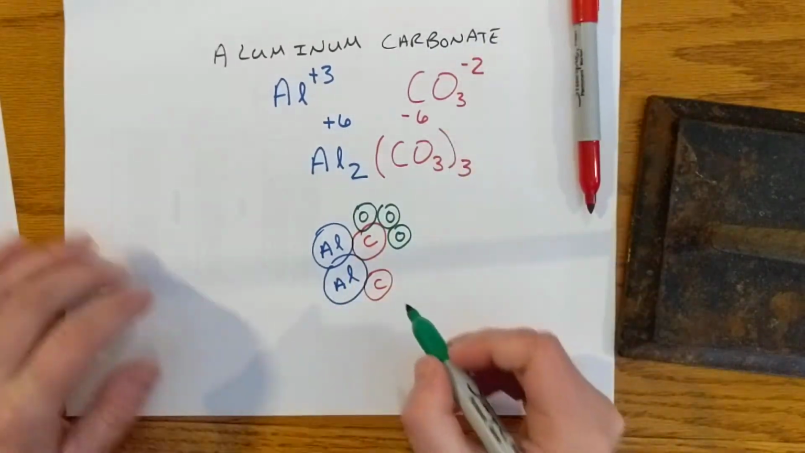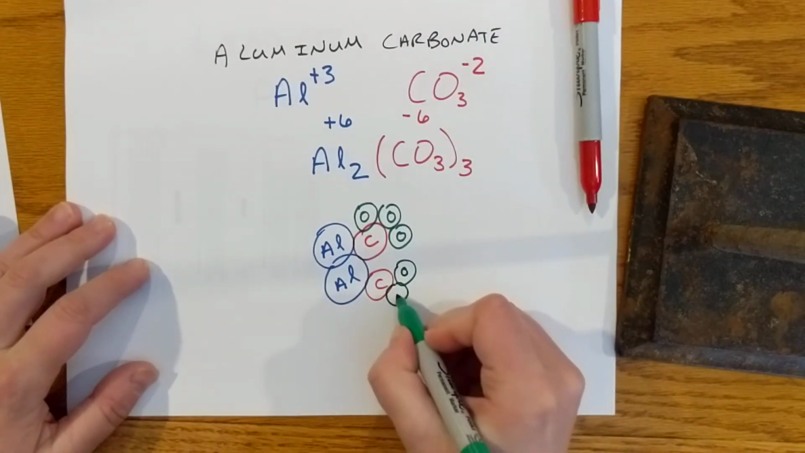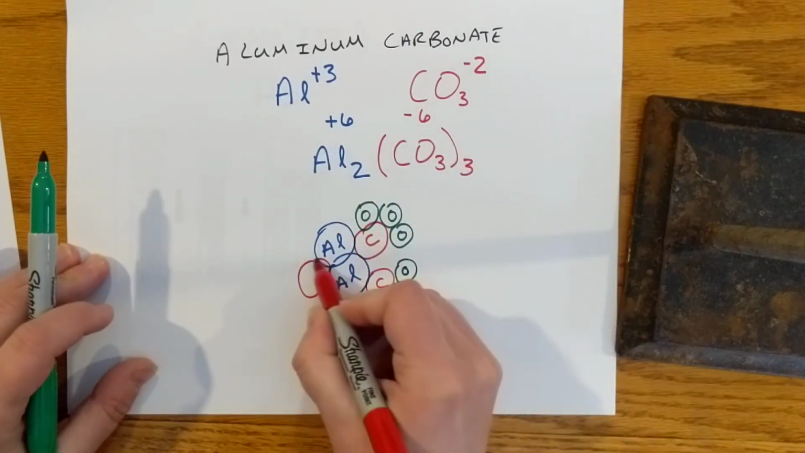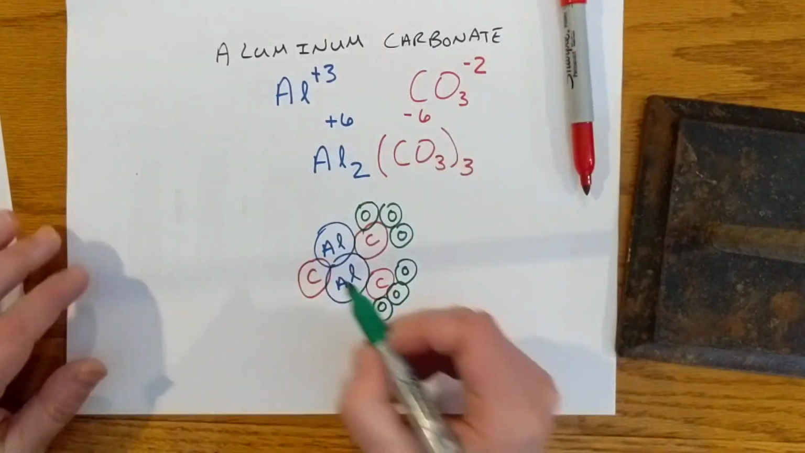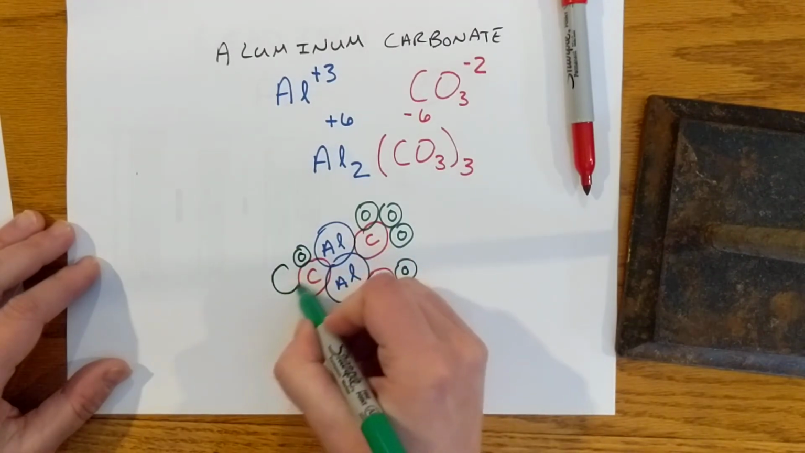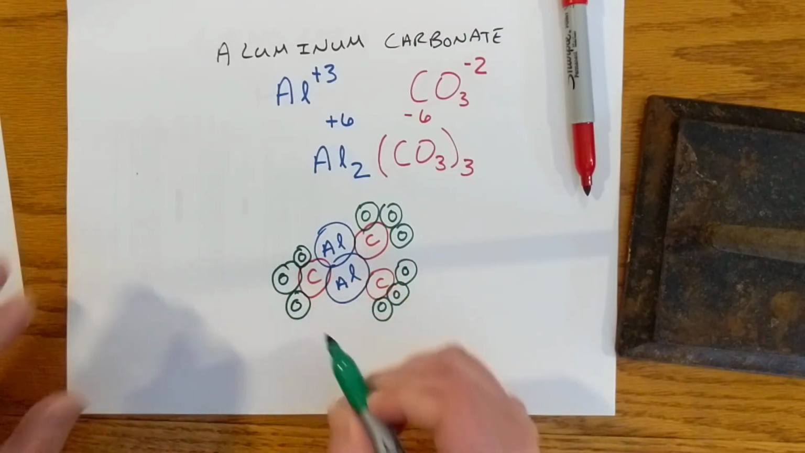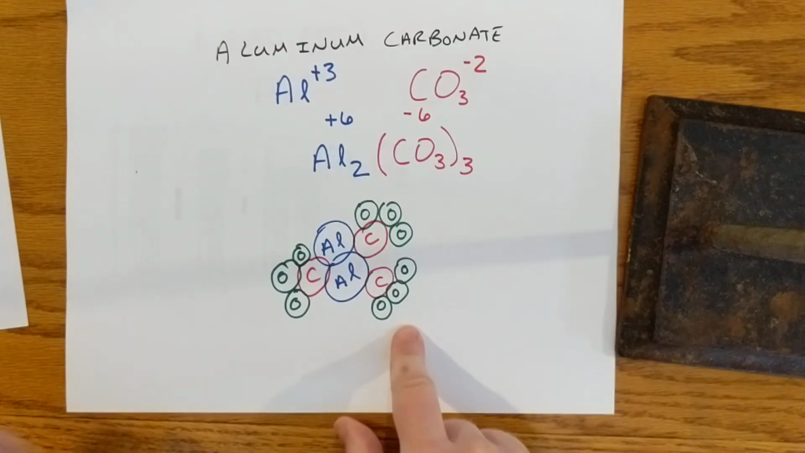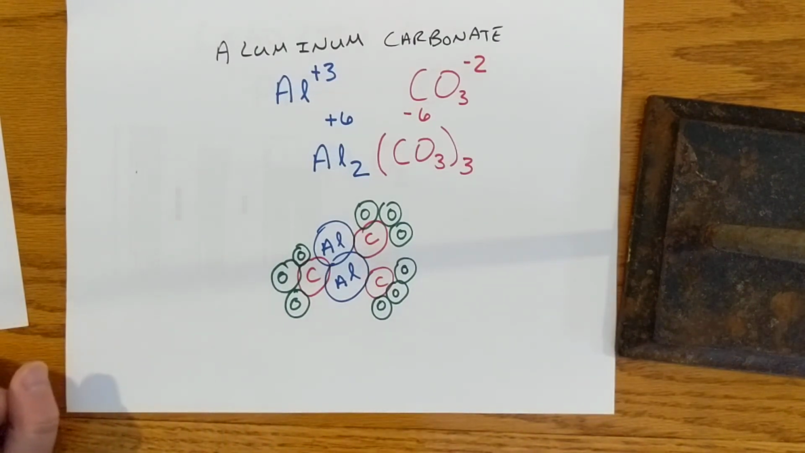So I'm going to draw the same thing again. And then I'm going to draw the same thing once more. And it doesn't matter where I'm putting these, as long as I've got a total of 3 of those carbonate groups. So this right here would be my particle diagram for aluminum carbonate.